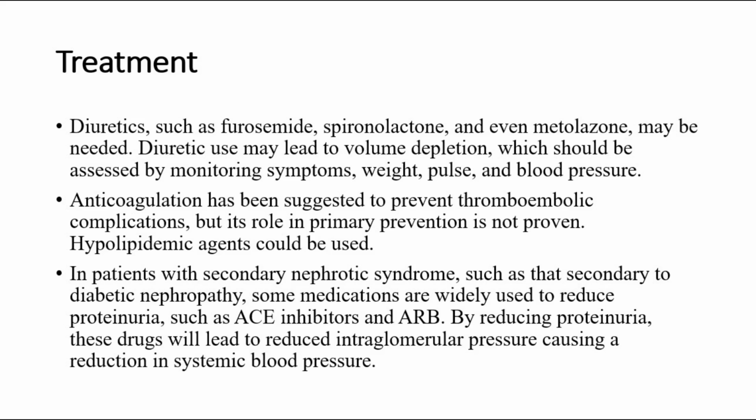Anticoagulation has been suggested to prevent thromboembolic complications. Hypolipidemic agents could be used. In patients with secondary nephrotic syndrome, such as that secondary to diabetic nephropathy, some medications are widely used to reduce proteinuria, such as ACE inhibitors and ARBs. By reducing proteinuria, these drugs will lead to reduced intraglomerular pressure, causing a reduction in systemic blood pressure.